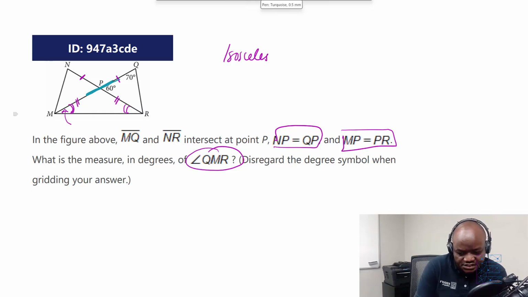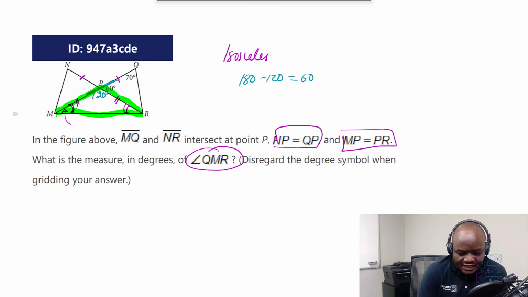We are given a 60-degree angle, and adjacent to it right here is unknown. However, remember that a linear pair adds up to 180. In other words, those two are supplementary. So if one of them is 60, 180 take away 60 gives us angle MPR is 120 degrees. And now we have the vertex angle of the isosceles triangle. So we can subtract 120 from 180. 180 subtract 120 gives us 60 degrees.